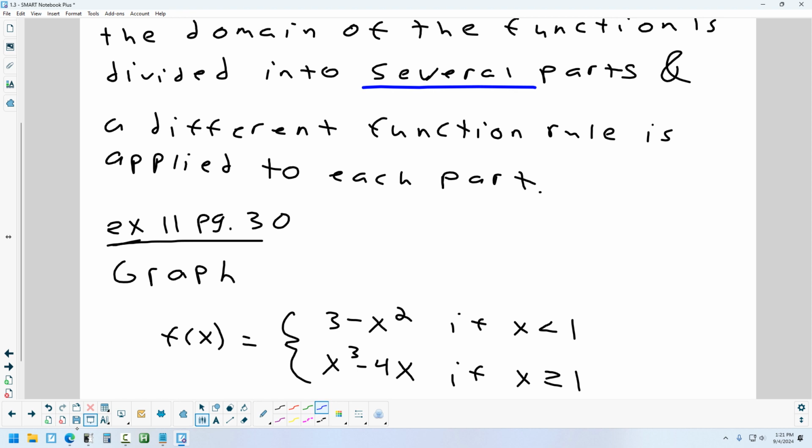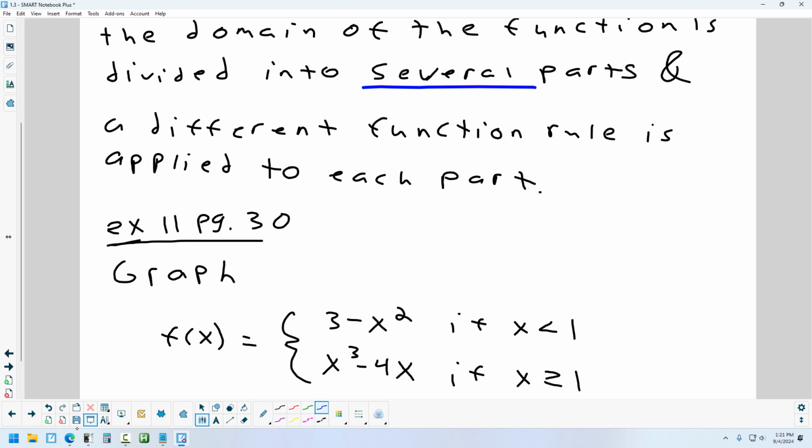So if I picked, let's say, the number 0, and I wanted you to plug it in and tell me the answer, would you plug 0 into the top formula or the bottom formula? The top. You plug it into the top because 0 is less than 1. What if I said 5? Top or bottom? Because it's greater.